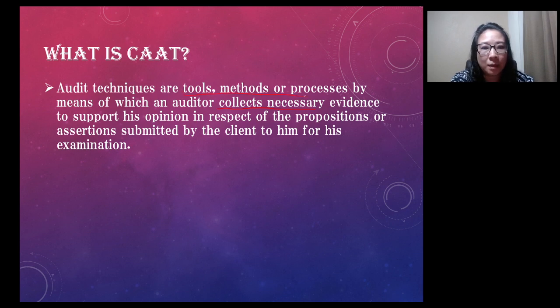So in audit techniques we have tools, methods and processes. There is an action, and the action is used to collect the evidence, and by using that evidence the auditor can make the assertion. It's like doing an analysis of the evidence that they found.